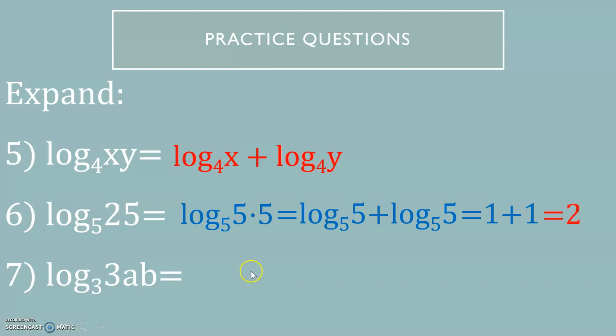We already knew that. And in number 7, we have 3 times a times b in the argument, so we will expand to 3 logarithms, all base 3. The logs are added together, 1 for 3, 1 for a, 1 for b, and then there's a little bit of simplifying we can do.